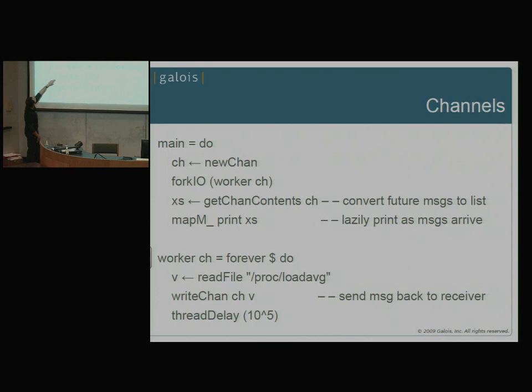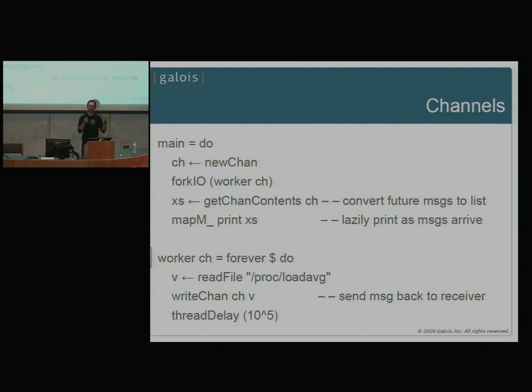The main thread gets the channel contents, converts it into a lazy list of values that will just arrive whenever this guy sends a value. And then it maps print, so this is just a for loop, it just prints each thing as it comes out. So it's really simple concurrency glue, this channel. Fork a thread, have it send results to me, I'll sit there doing whatever I like to do, which is print values from a channel.